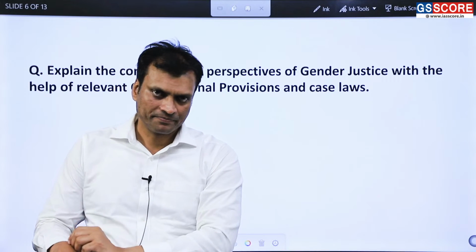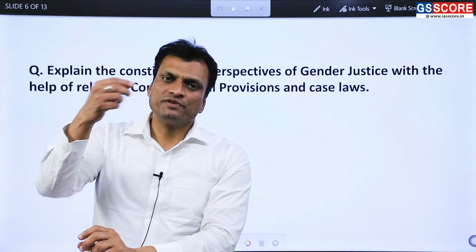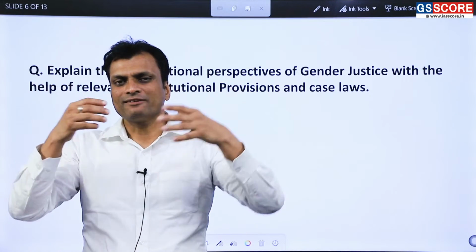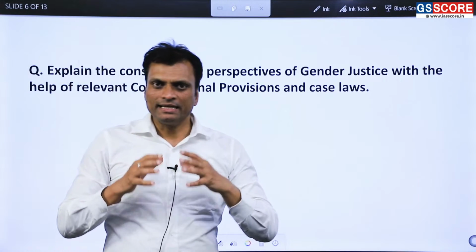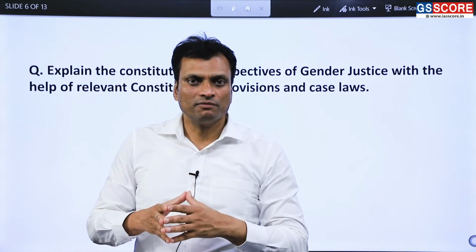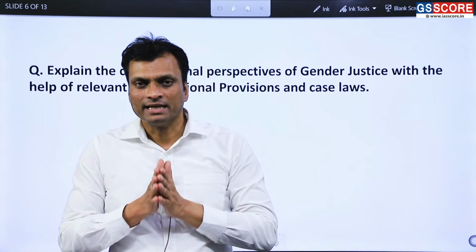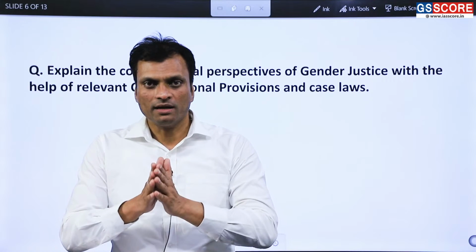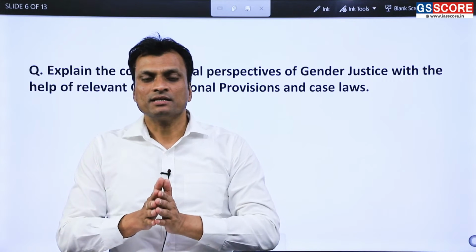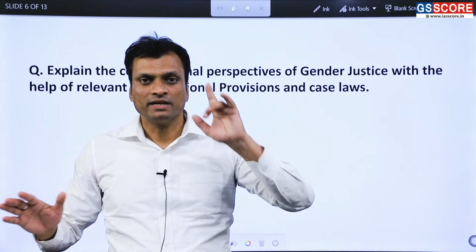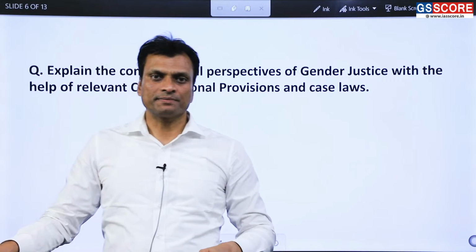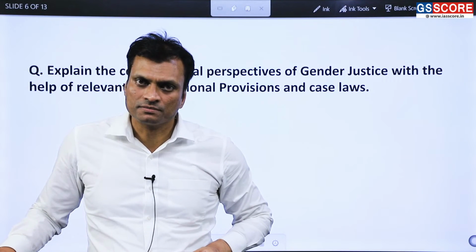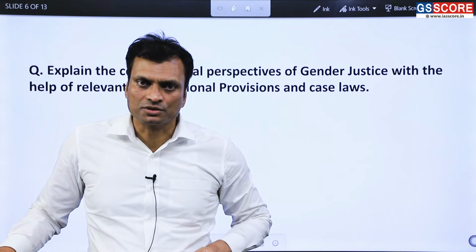Now, the first thing is to explain constitutional perspectives of gender justice. So two things have to be told, one provision, the other perspective. I will simply write the perspective because that will make a good introduction: that the Indian Constitution was revolutionary when it was adopted in the sense that it did not differentiate between the two sexes. From day one, it provided equal voting rights, which was never the case in any developed democracy in the world. This is the perspective. This is the revolution. This is what we believe constitutionally.